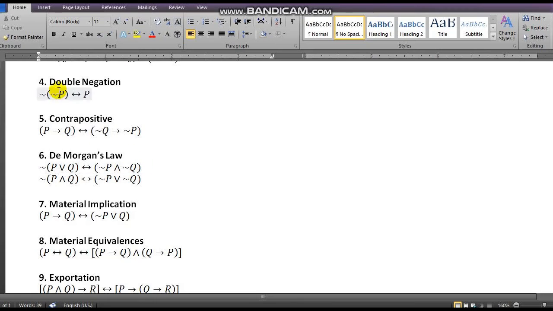For the fourth rule, we have the double negation. Not of not P becomes P. Like if a negative of a negative, it becomes positive. It's the same logic.